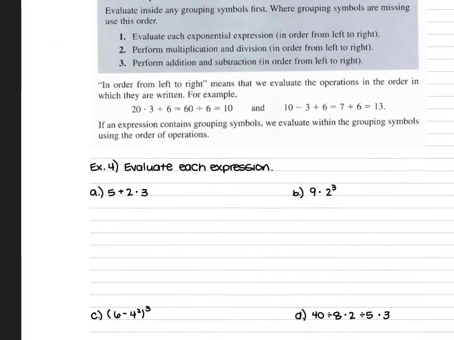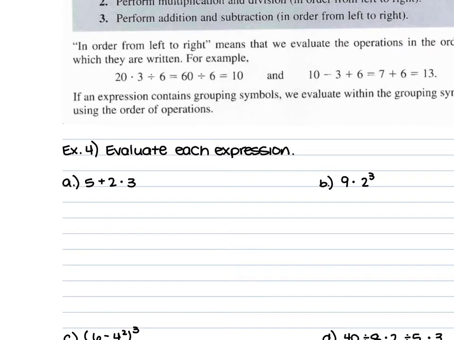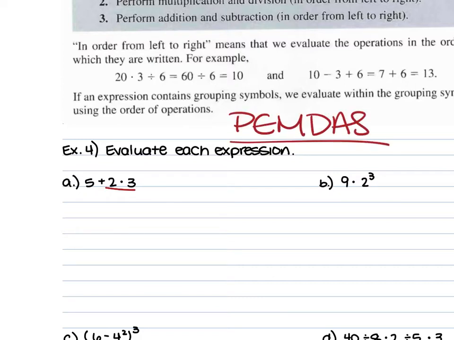For example 4, we're just evaluating these expressions. So for A, we have 5 plus 2 times 3. We want to do the multiplication first, so again, PEMDAS. We would do the 2 times 3, which is 6, so it's 5 plus 6, which gives us 11.